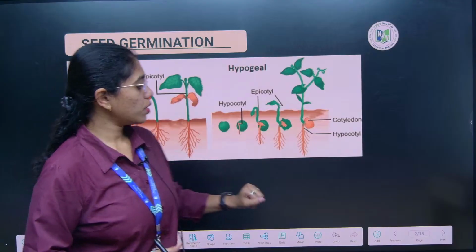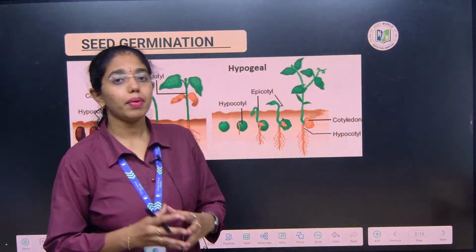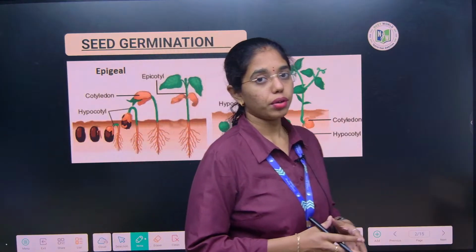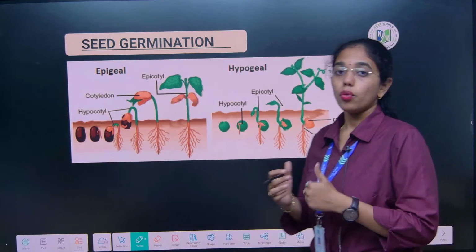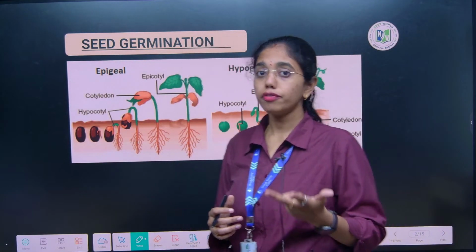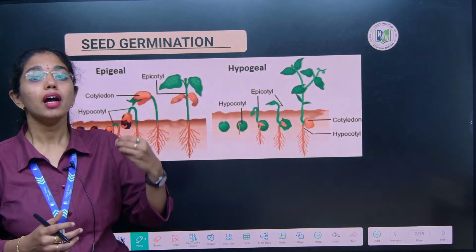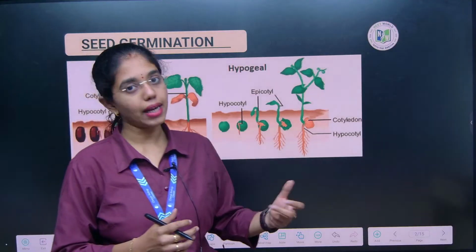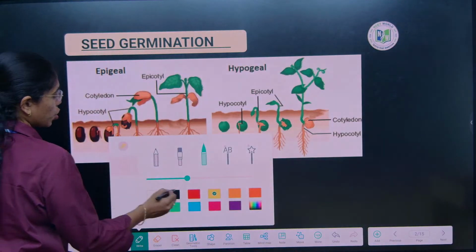Today we are going to discuss the chapter plant growth and development. From plant growth and development, what we are going to discuss today is the types of seed germination and what are the factors that affect the plant growth, and then we are going to learn in detail about phytohormones and their physiological functions and applications. First, let us look into the types of seed germination.